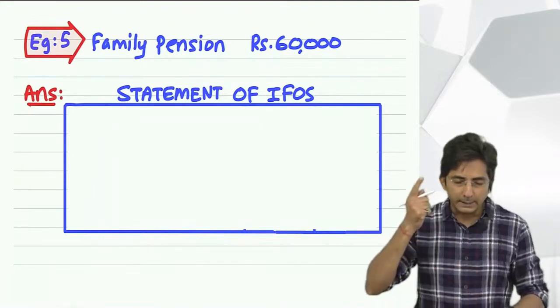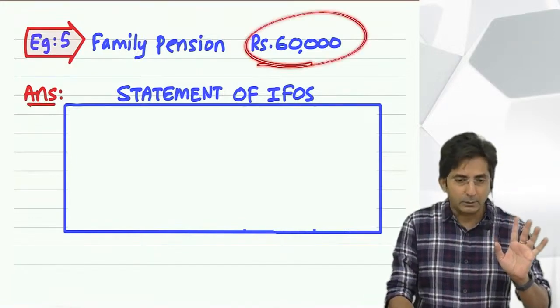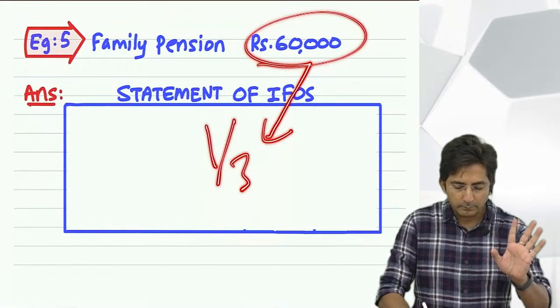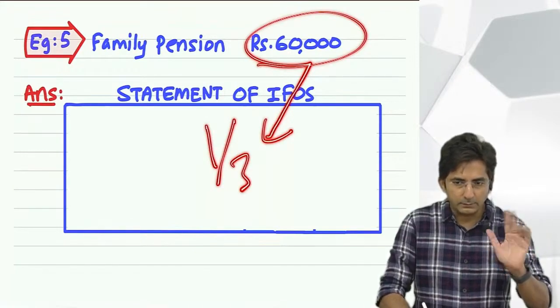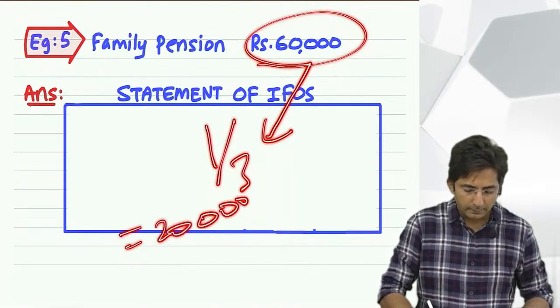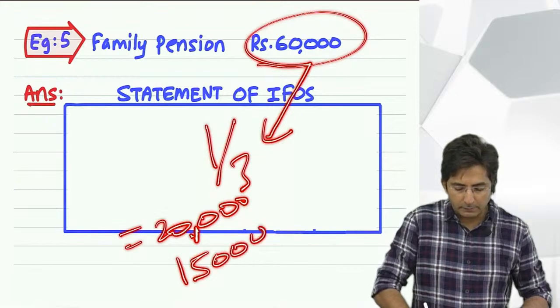Yes. So considering that, the government says, don't worry wife, if you have got 60,000, we will free one third of that 60,000. Find out one third of 60,000. That comes to 20,000. But here also there is a limit. Maximum 15,000 deduction we are ready to give.